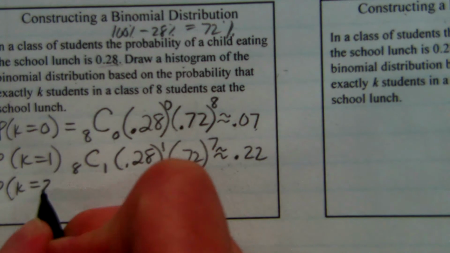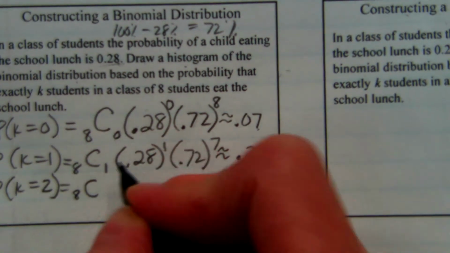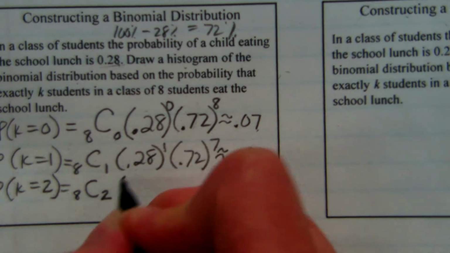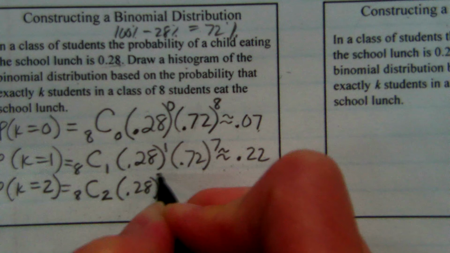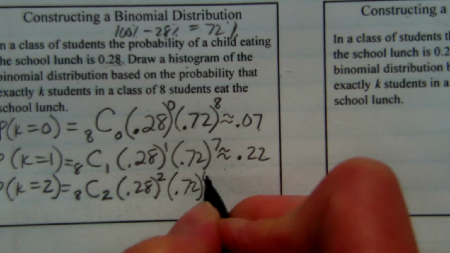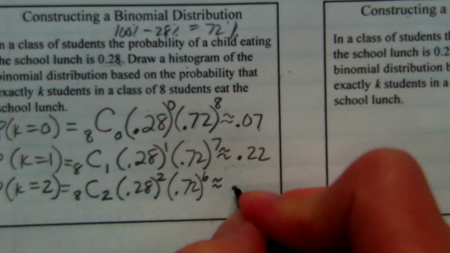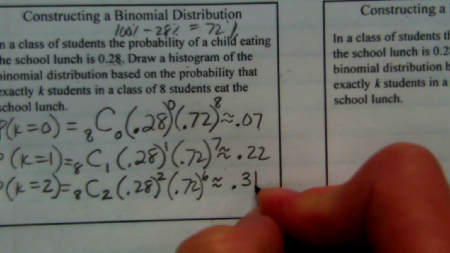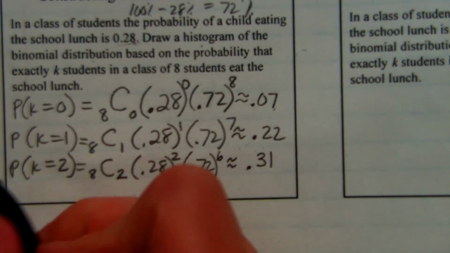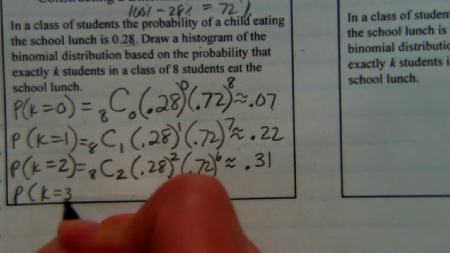And then you do the same thing if 2 kids eat. Forgot to put my equals in here. And so we change it to 2 kids eating out of 8. 0.28, there's 2 eating. 0.72, 6 not eating. So you just change the numbers a bit, and that chance is a little bit higher. It comes out 0.31. I'm going to go ahead and do another one in this box since I have room. If not, we can go underneath the box if we need to.